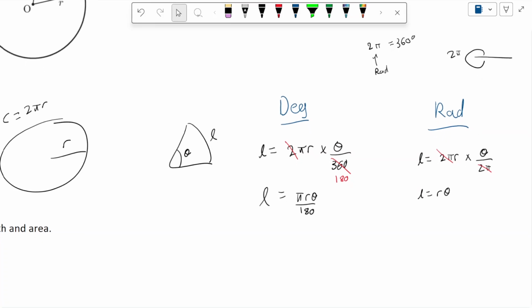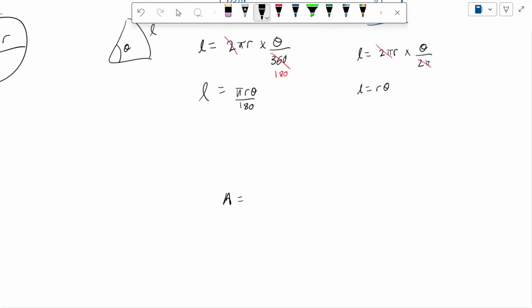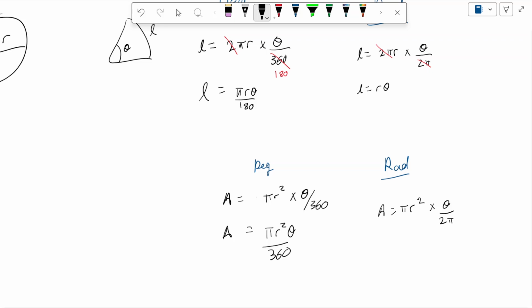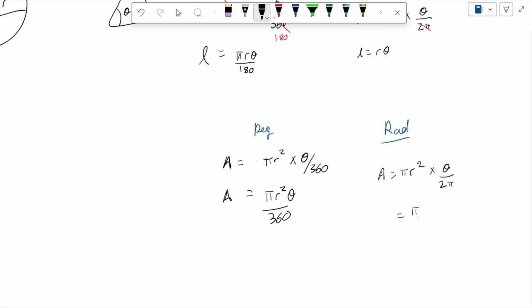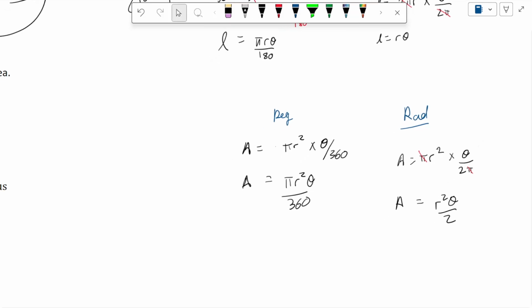And if you repeat this same calculation for the area of the sector, it's usually pi r squared times the angle out of 360. So nothing cancels off. You just get pi r squared theta over 360. Gross. That's the area in degrees. And in radians, the area is the whole area, so pi r squared times the angle out of 2 pi to be the whole way around. So you get pi, we'll cancel off the top and the bottom. And so all you're left with is r squared theta over 2. Again, a much nicer formula for area.